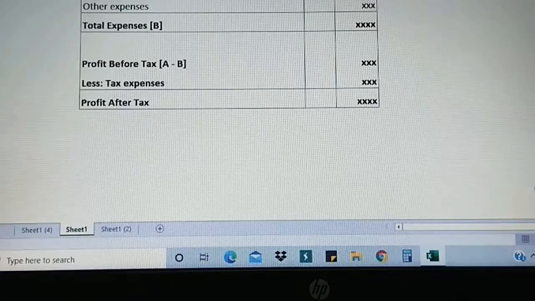So this is the concept of the format of the profit or loss or income statement. Just observe this. This is very important. If you know this, you can go for the calculations.